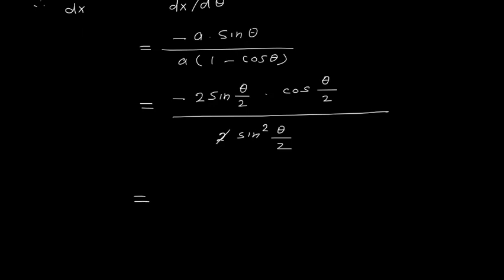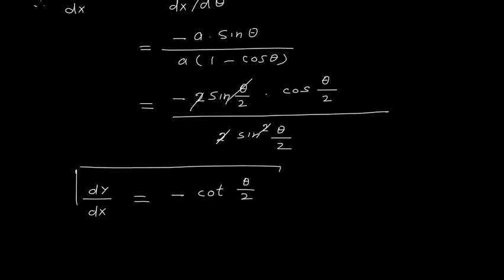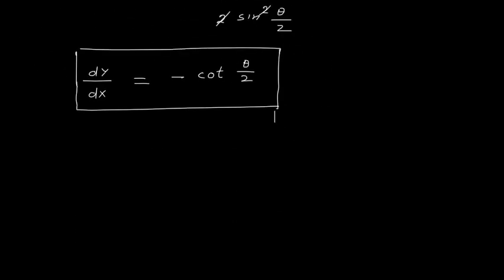Now this 2 and 2 will cancel, and this sin theta by 2 and this one sin will cancel, and we get minus cot theta upon 2. So this is dy upon dx. So dy upon dx is minus cot theta by 2. Okay, simple question. Seventh question. Now we feel that this exercise is a bit easier than the previous exercises.